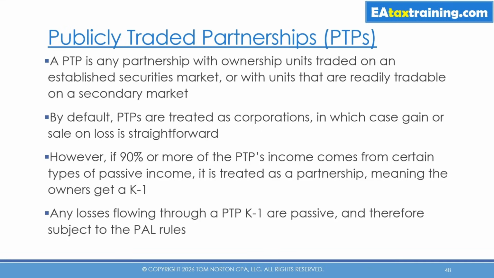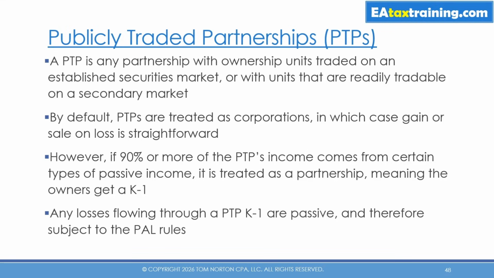So by default, these PTPs are treated as if they were corporations and as if it was stock, in which case your gain or loss is very straightforward. It's just like selling a stock. You bought the PTP for so much per unit, you sold it for so much per unit, then you've got a gain or loss accordingly, just like we have been discussing.